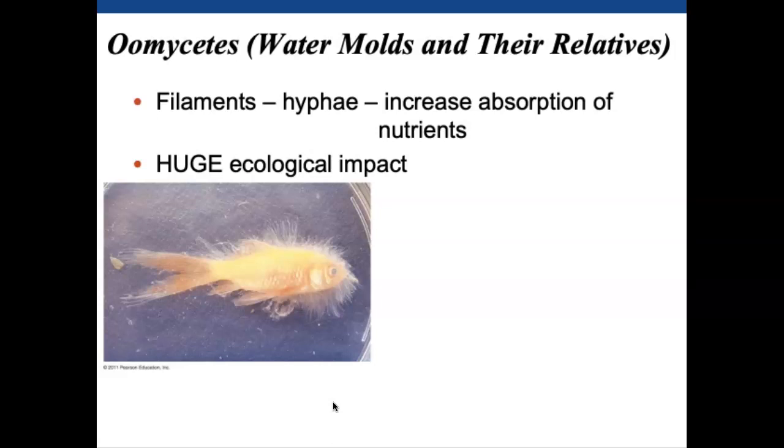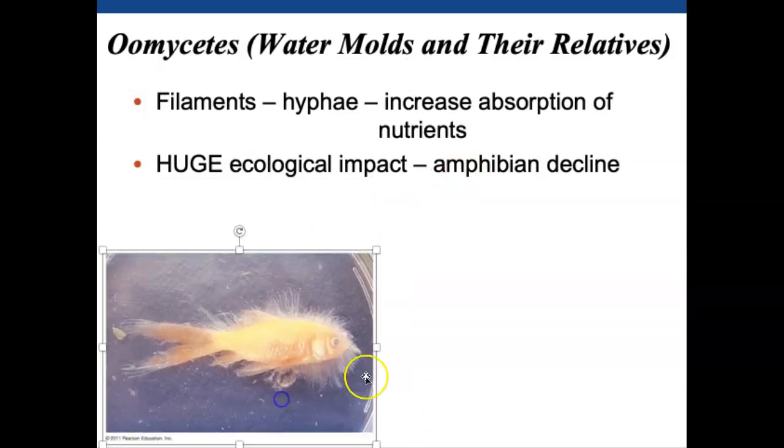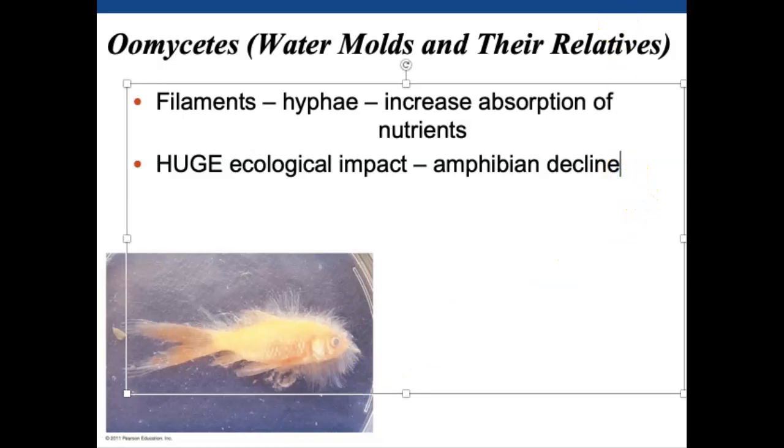We see them also responsible for amphibian decline. They will parasitize the eggs of many species of amphibians and lead to some problems with amphibian populations. So unfortunately, another thing that's beaten up on our poor amphibians out there.